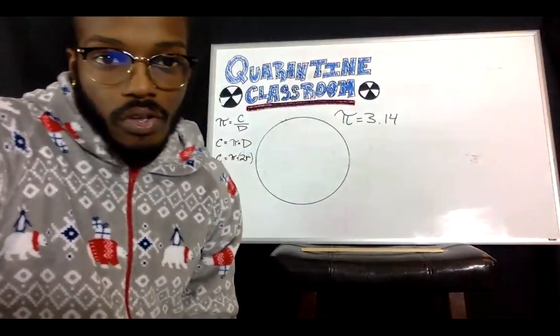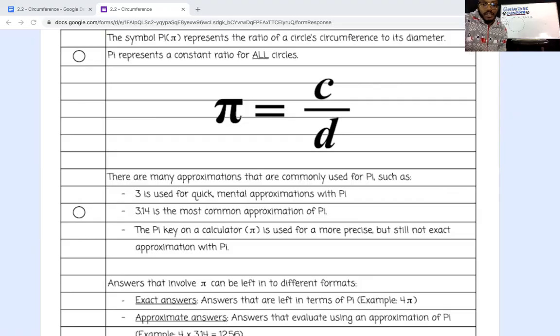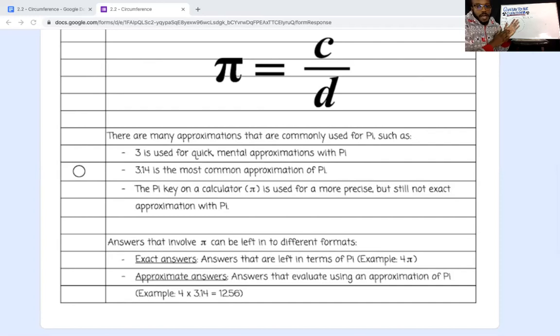Anyway, so going back to the lesson at hand, answers that involve pi can be left in different formats. The exact answer could be answers that are left in terms of pi. So if we wanted to say the circumference is equal to pi times the diameter, and the diameter is 4, we could just say 4 pi or 4 times pi. Approximate answers are answers that evaluate using an approximation of pi. So if the diameter was 4, we would do 4 times 3.14 for an approximation of what the circumference would be.